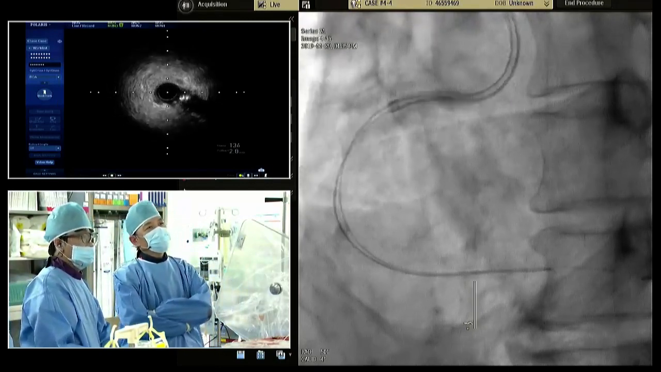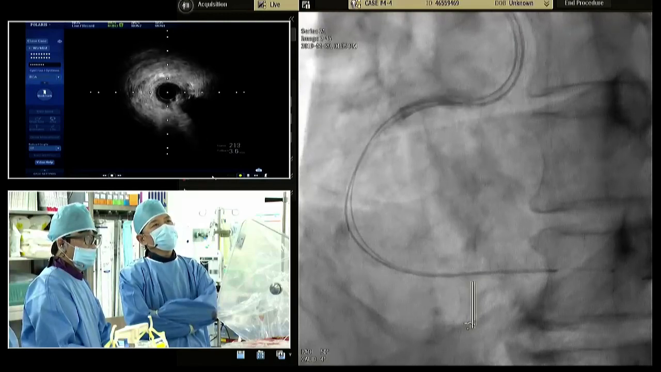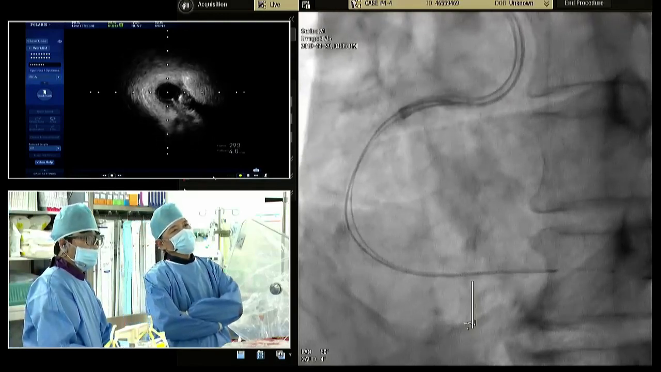From the PD branch, starting from the distal. Maybe it's quite negatively remodeled.